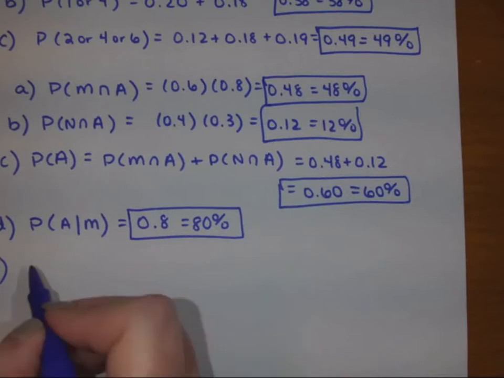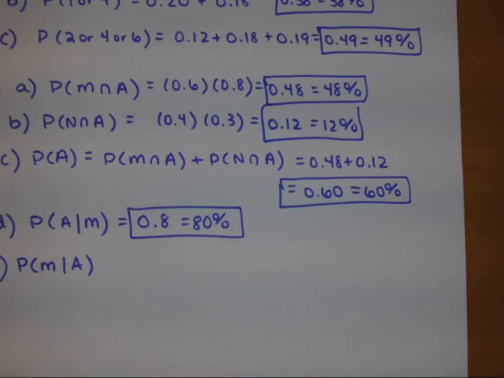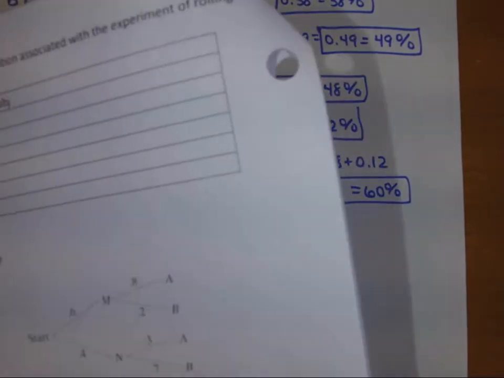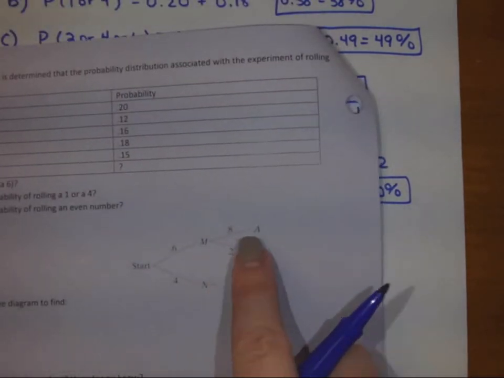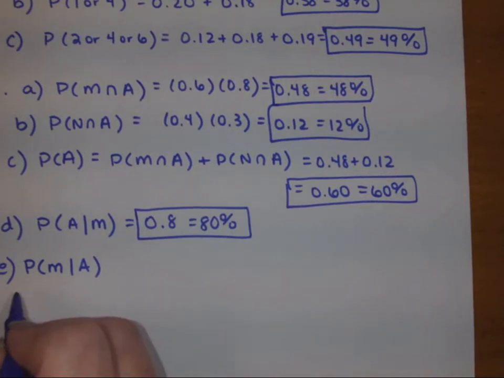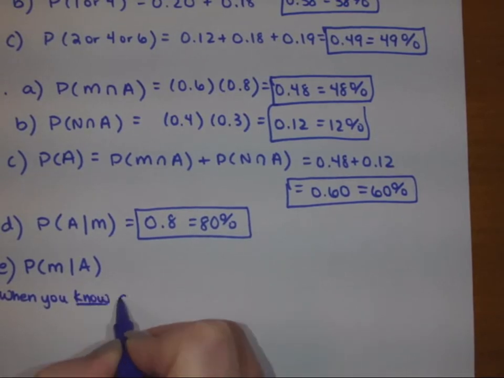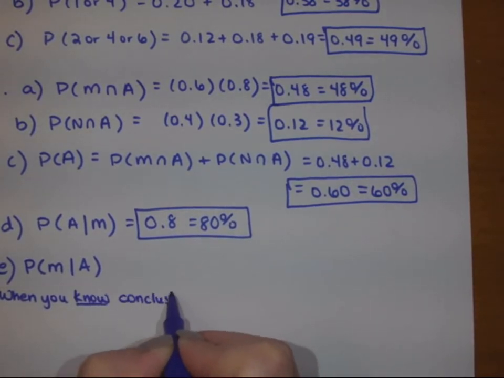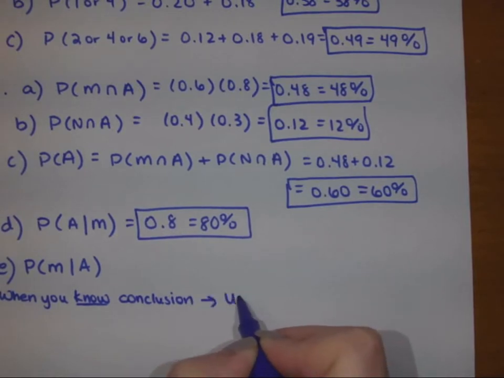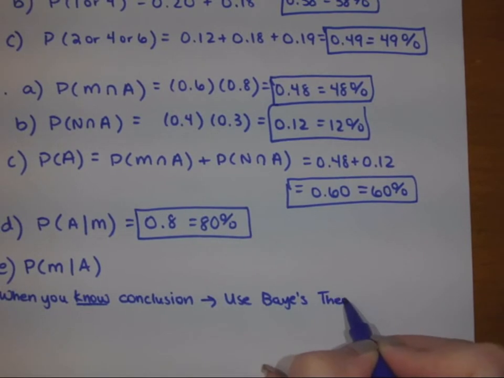However, the second version of that, where I know the end result, but what I don't know is if it came from A or not. So notice, here's the difference, right? I want the probability of M given that I ended up at A. So I know my conclusion. What I don't know is where it came from, okay? So when you already know the conclusion, not when you're trying to find the conclusion, you need to use that Bayes theorem that we talked about. And that formula is on your formula chart.